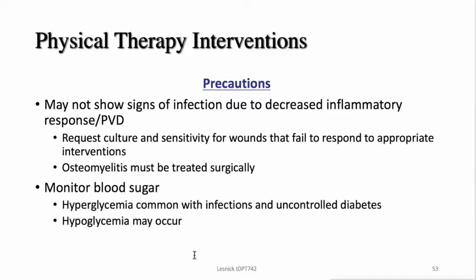Some of the physical therapy interventions: you have to realize patients may not show signs of infection due to decreased inflammatory response or PVD, peripheral vascular disease. So you might need to request culture and sensitivity for wounds that fail to respond to interventions. Osteomyelitis needs to be treated surgically. Patients need to monitor their blood sugar. Hyperglycemia is common with infections and uncontrolled diabetes, but hypoglycemia may occur also.